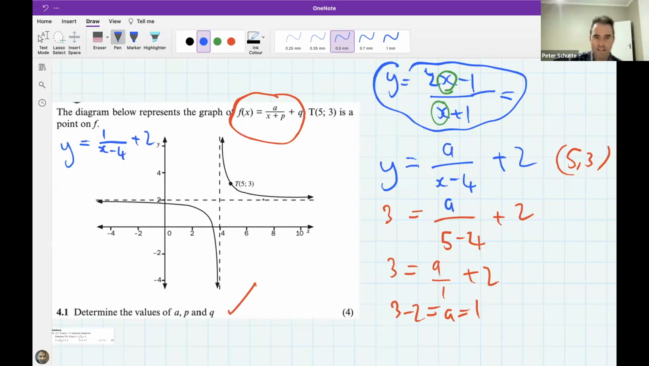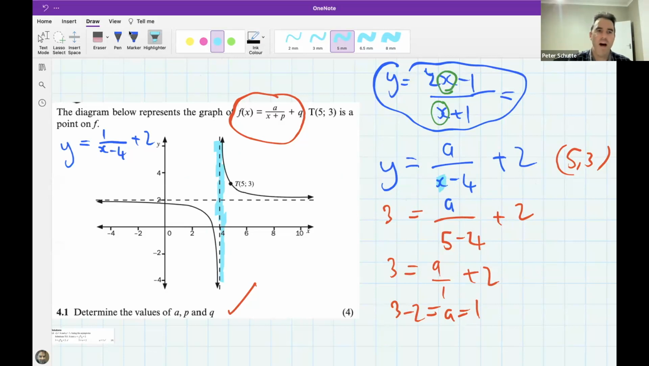Why is 4 negative? The reason the x minus 4 is negative is that the asymptote is positive 4. When you put positive 4 into this, 4 minus 4 gives you 0, and that's why it's undefined. That's why the vertical asymptote has to be on x equals 4. We're not allowed to cross that line because it causes division by 0.